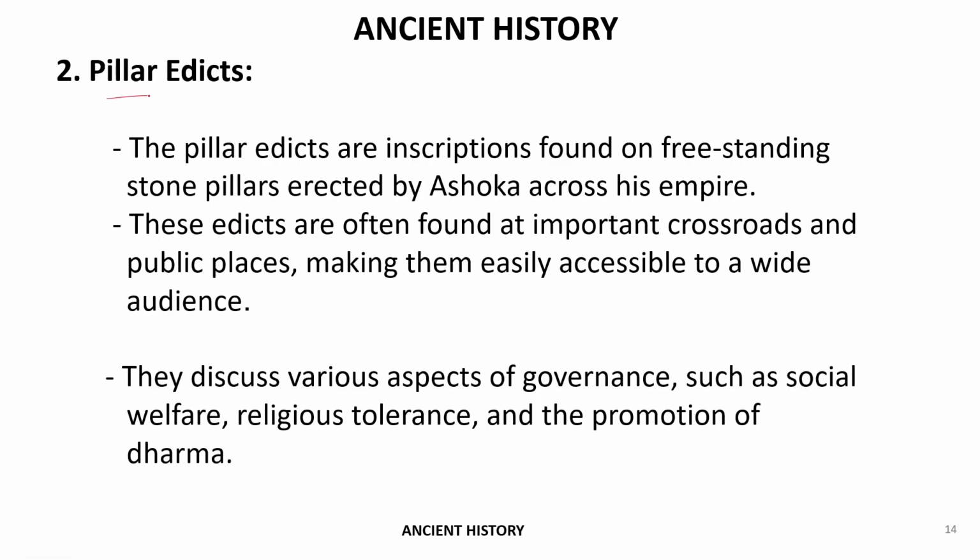Now let's move forward. First we have the pillar edicts. The pillar edicts are inscriptions found on freestanding stone pillars erected by Ashoka across his empire. Basically they are like this shape: large rock pillars or stone pillars on which his messages are embedded.